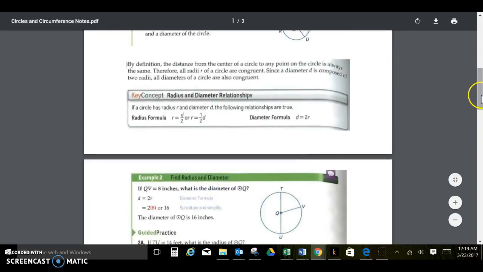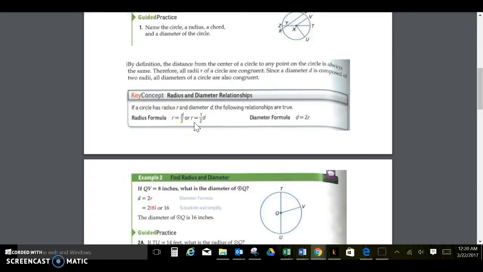Okay. So it says, by definition, the distance from the center of a circle to any point on the circle is always the same. Therefore, all radii of a circle are congruent. Since the diameter d is composed of two radii, all diameters of a circle are also congruent.